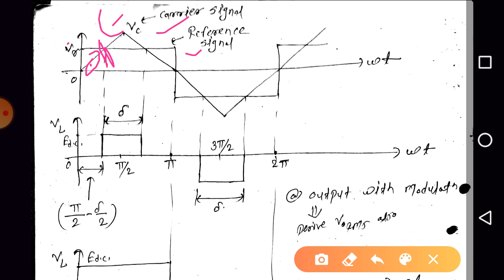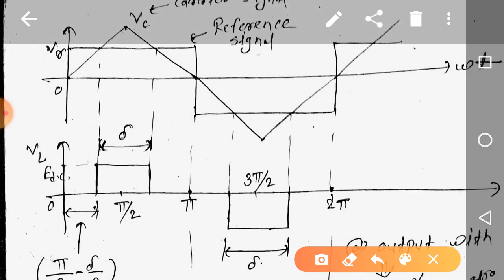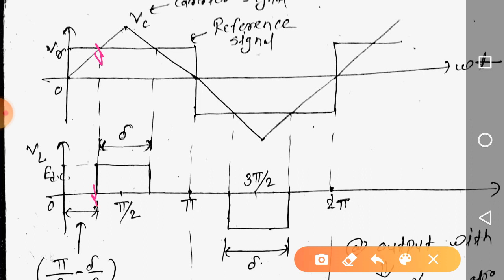So when VC is greater than VR, switches S1 and S2 are turned on in the single phase full bridge inverter circuitry. Suppose the load is purely resistive, when S1, S2 are turned on, in the output we will be getting EDC. So after this instant, we have the output voltage VL, or you can consider it as V0 also, so VL is equal to EDC.